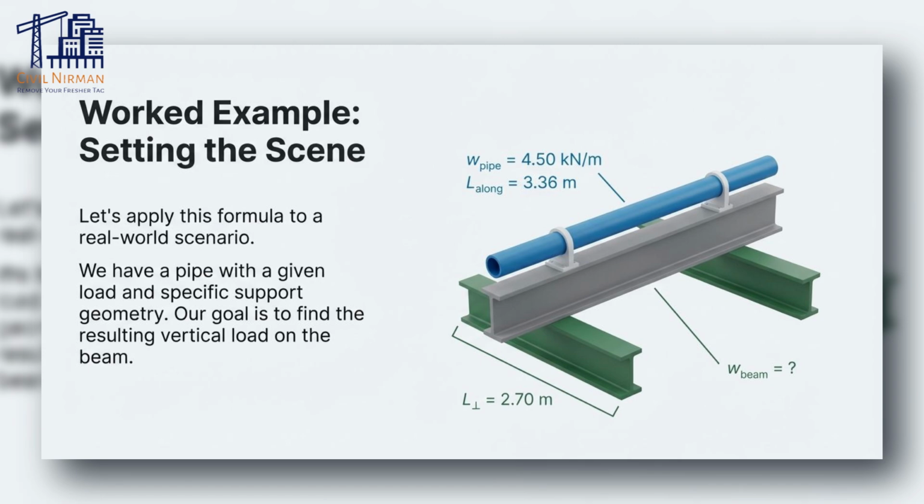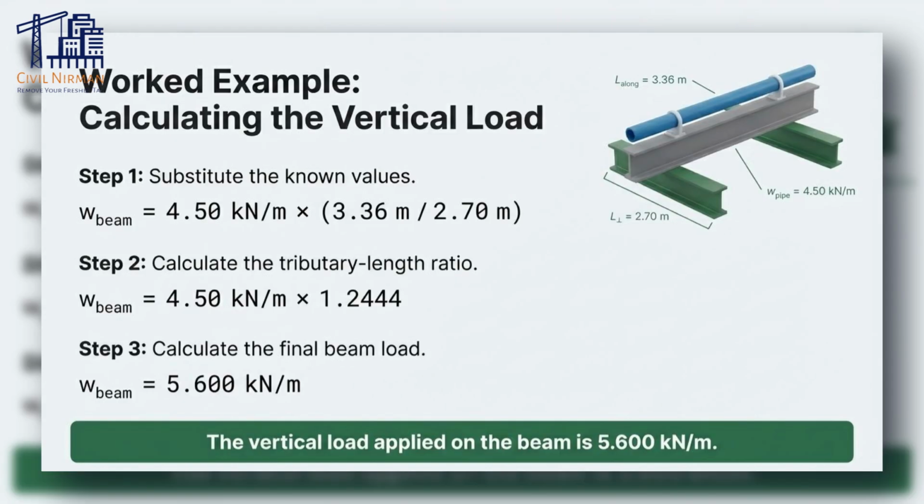See, here are the inputs. Pipe load is let's say 4.5 kilonewtons per meter. The pipe span is 3.36 meter, but your beam span is only 2.7 meter. Because the pipe span is longer than the beam span, we are concentrating more load onto the beam. So let's do the math.